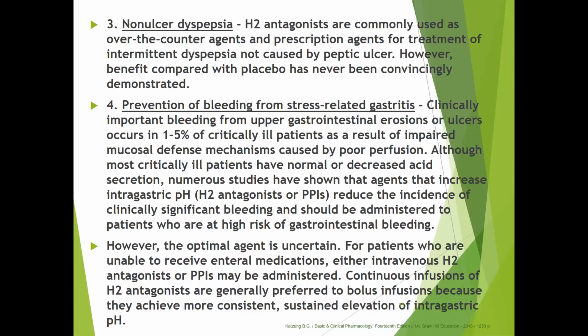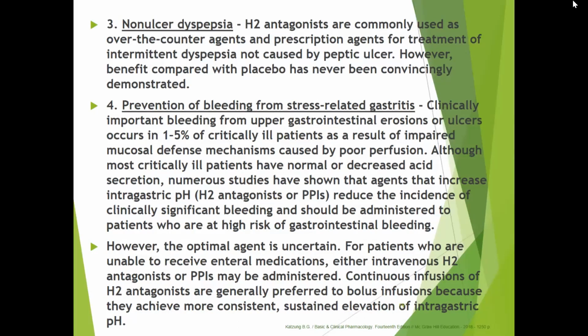Clinically important bleeding from upper gastrointestinal erosions or ulcers occurs in 1 to 5% of critically ill patients as a result of the impaired mucosal defense mechanism caused by poor perfusion. Although most critically ill patients have normal or decreased acid secretion, numerous studies have shown that agents that increase intragastric pH reduce the incidence of clinically significant bleeding, and should be administered to patients who are at risk of gastrointestinal bleeding. However, the optimal agent is uncertain.